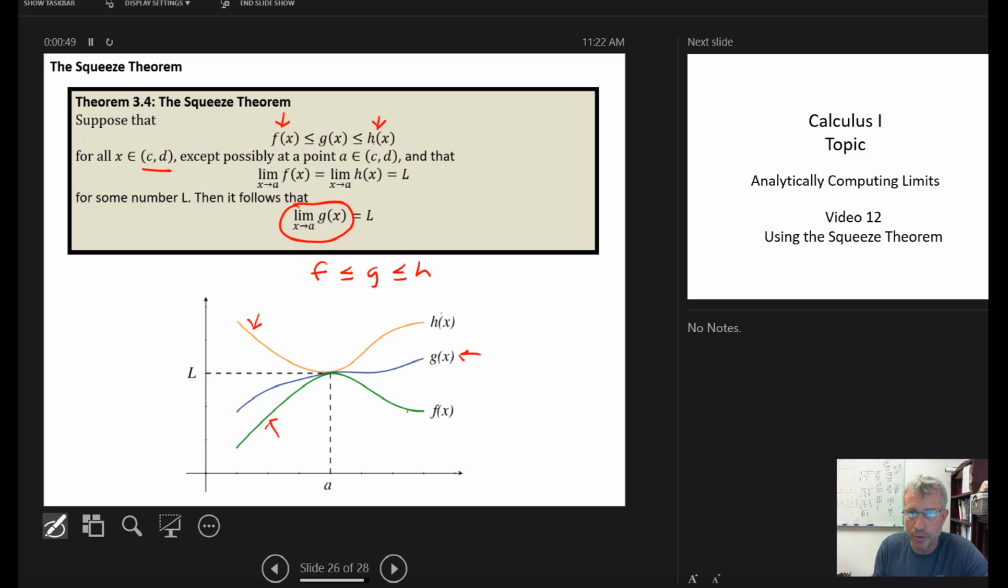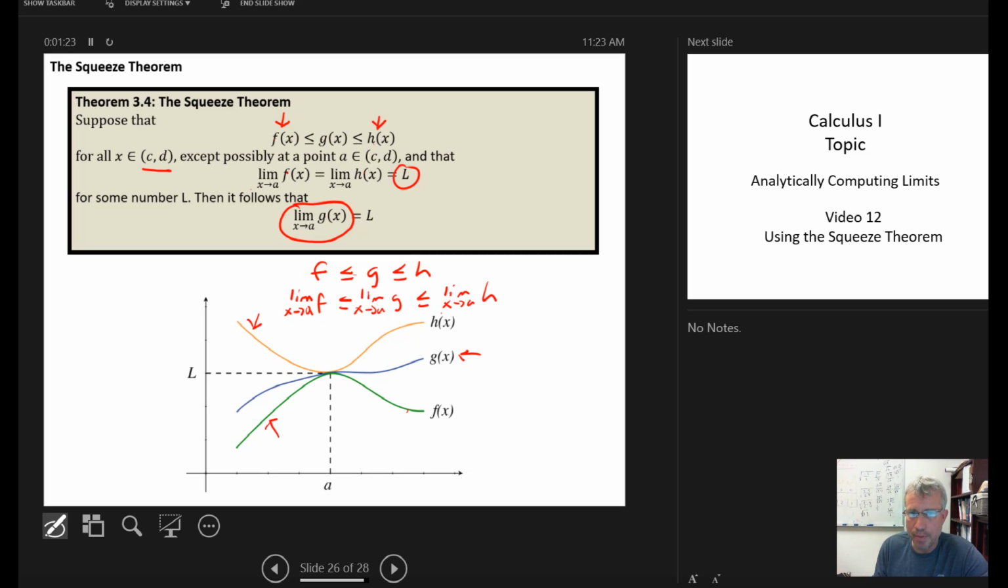So in other words, if we find that f is less than or equal to g is less than or equal to h, if f and h both have the same limit as x goes to a, then g has to have the same limit. And the idea is we have a three-part inequality here. We take the limit to each of the three parts. So we take the limit as x goes to a of f, which has to be less than or equal to the limit as x goes to a of g, which has to be less than or equal to the limit as x goes to a of the function h.